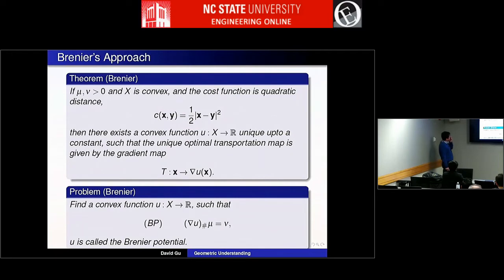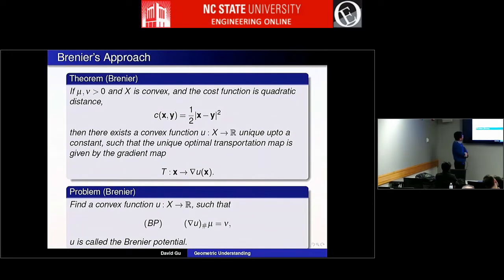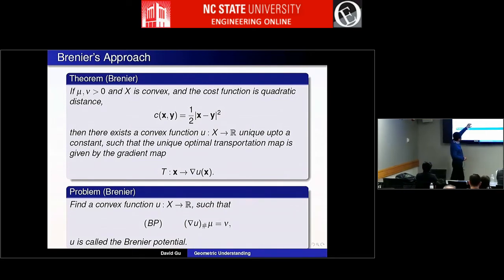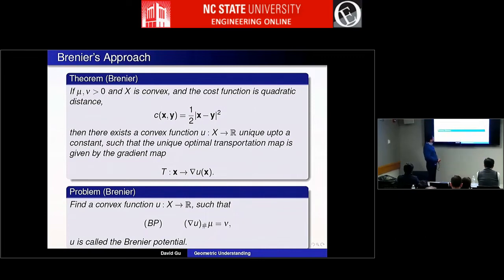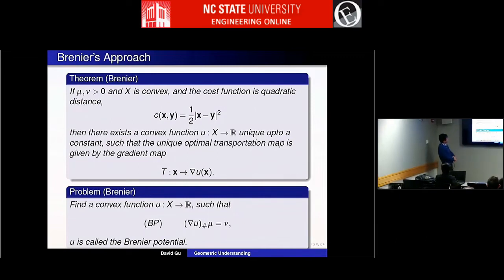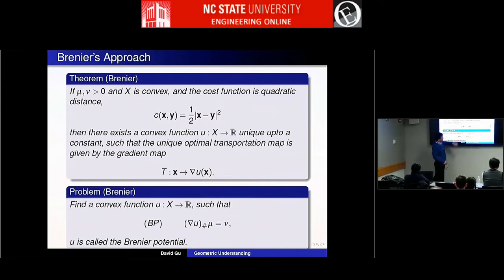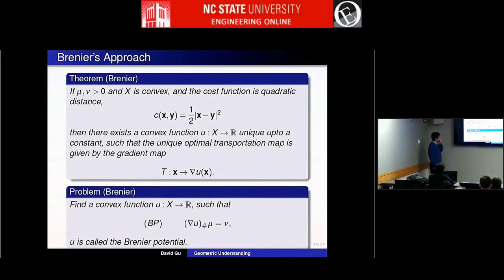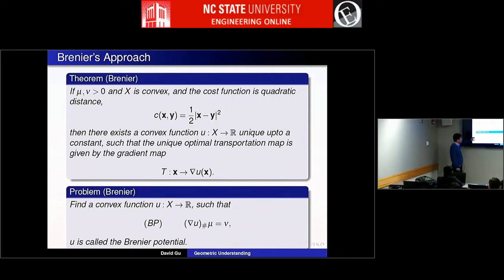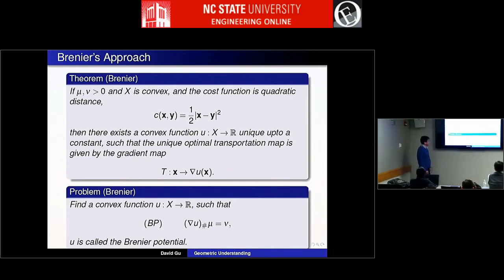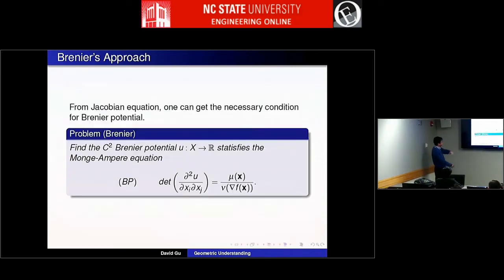But in the 1980s, Brenier discovered another fact. If the cost function is the quadratic Euclidean distance, then the optimal transportation map is given by a convex function u. The gradient of u gives us the map. Therefore, using the Brenier setup, we need to solve for this convex function u, which pushes forward measure mu to measure nu.